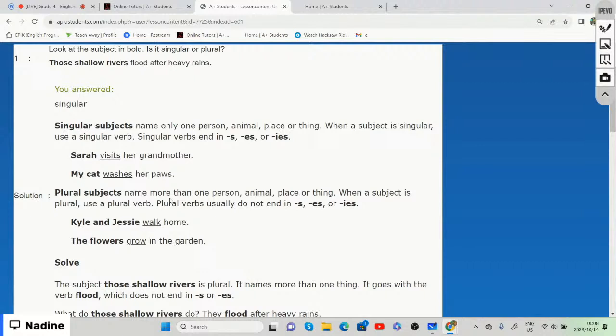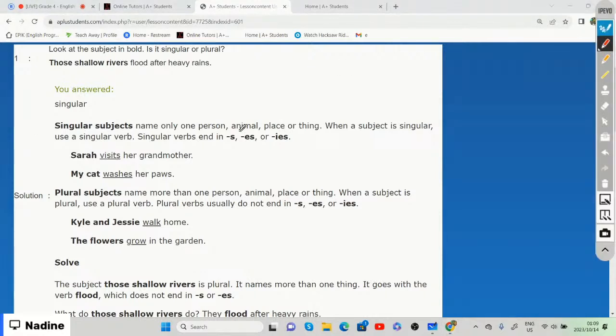Singular means one. And when a subject is singular, we use a singular verb. And singular verbs end either in s, es, or ies. Example, Sarah visits her grandmother. Sarah, meaning one person, visits her grandma. So it's visits with an s.